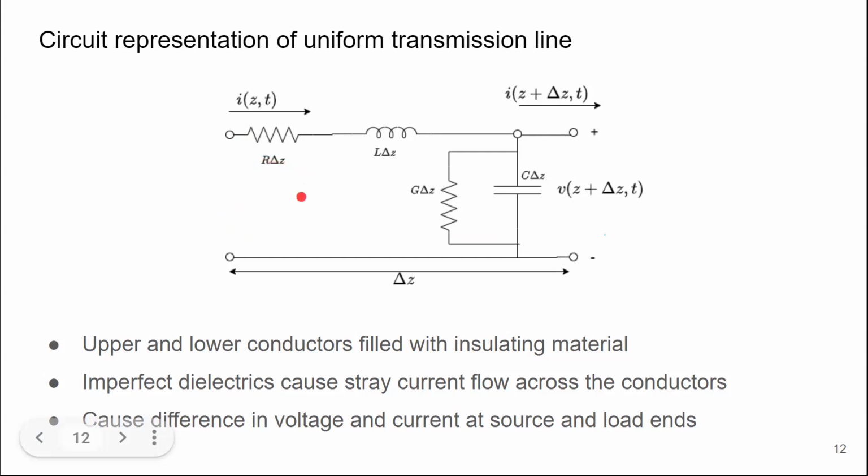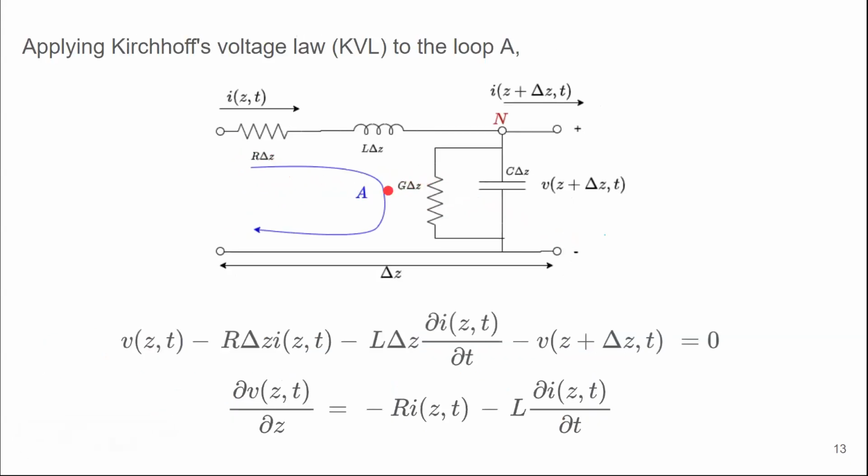So because of that, we lose some of the current and the voltages while the wave is propagating from the source end to the load end. So because of that, the input voltage and the output voltage are different. So there's a voltage drop across the transmission line. So once we take the delta Z cross section of the transmission line, we can develop the relationship between the input voltage and the output voltage using Kirchhoff's voltage law.